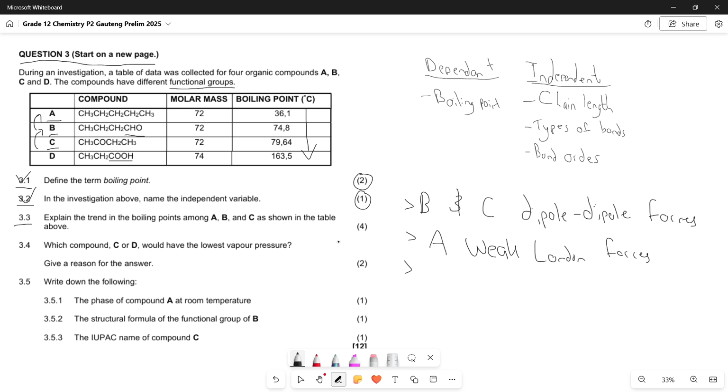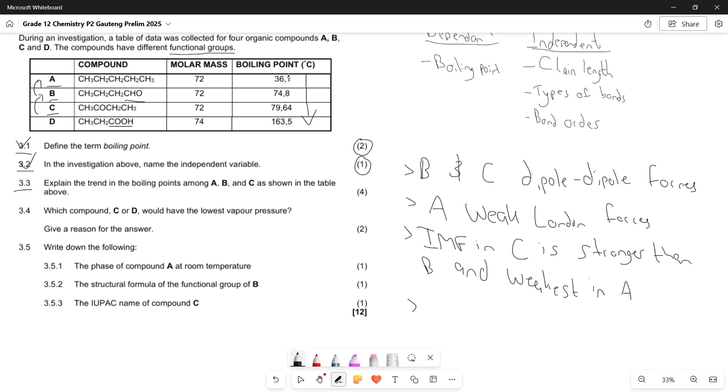Then we just have to compare all of these to each other: the intermolecular forces in C are stronger than those in B, and the weakest are in A. We can see that here with the boiling point going from 36.1 to 74.8 to 79.64. The same molar mass, but because of these different functional groups, there's a different boiling point for each of them. In spite of different chain lengths, we're ignoring that because they are telling us just to compare the functional groups.